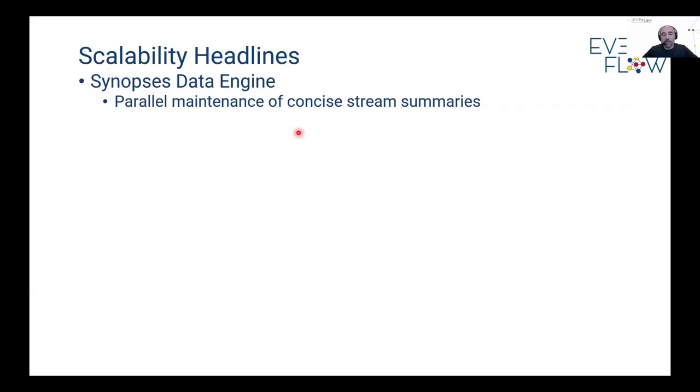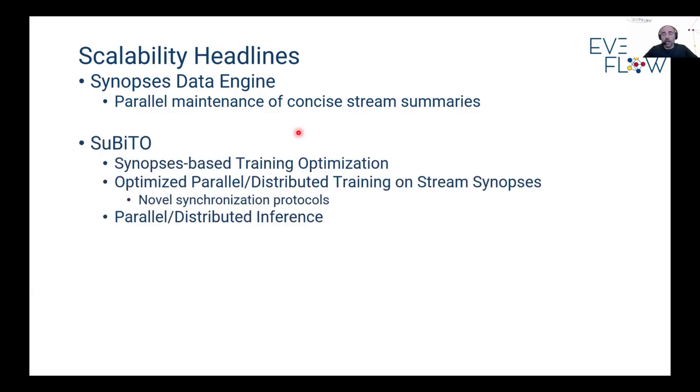So as regards our scalability deliverables, we are going to give a presentation about the Synopses Data Engine that we have developed, which maintains stream summaries in parallel workers. Then we are going to introduce our Subito framework, which uses a novel synopsis-based training paradigm that exploits the virtues of synopses in order to achieve a good balance between training accuracy in neural learning pipelines and training speed. This is also accompanied by parallel training across multiple workers and novel synchronization protocols.